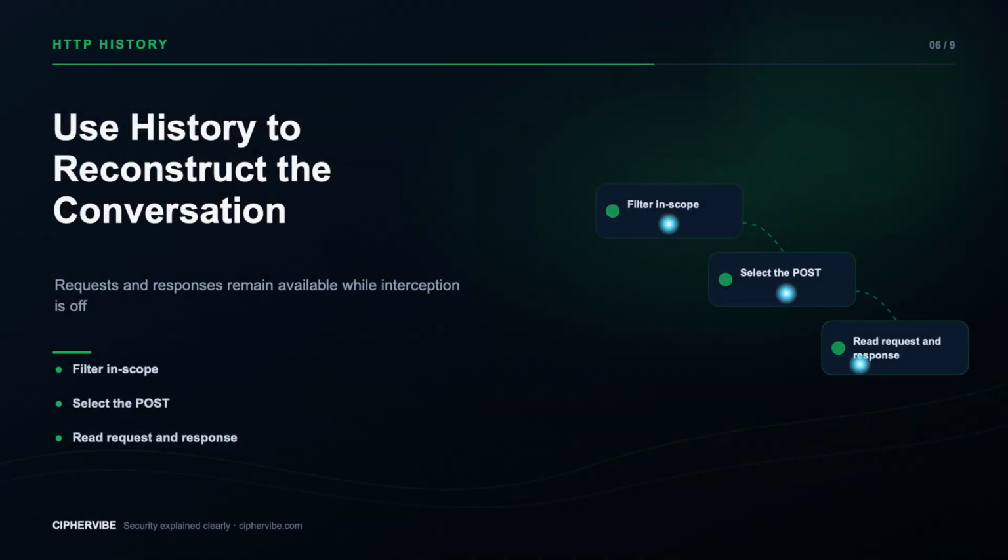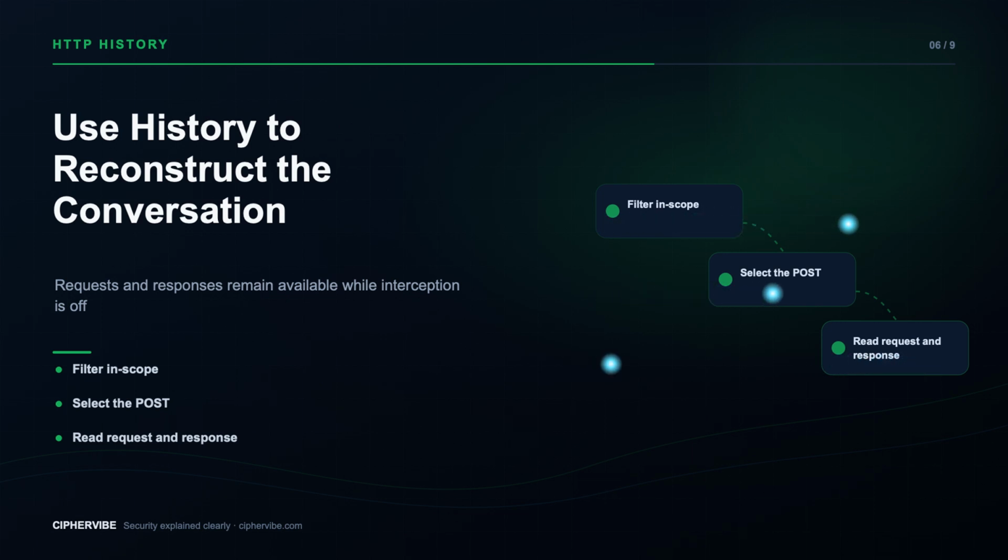Open Proxy, HTTP history. Filter to in-scope items. You should see the page request, static assets, and the preference post. Select the post. The request pane shows what the browser sent. The response pane shows a 200 status, a synthetic JSON body, and a preference cookie.